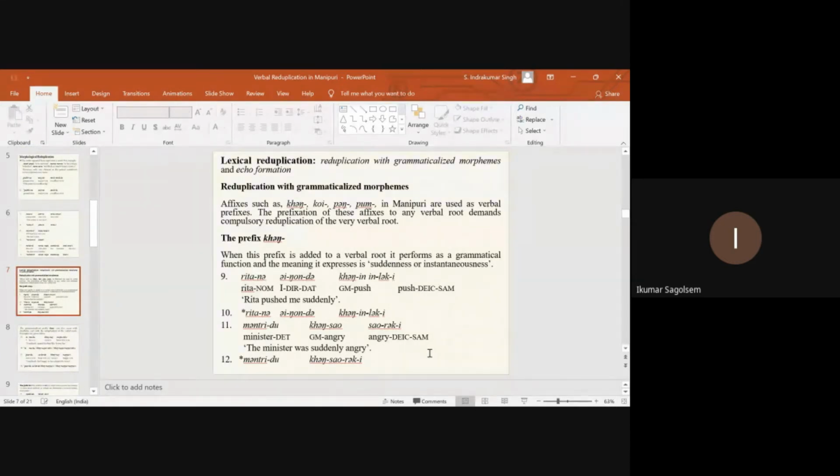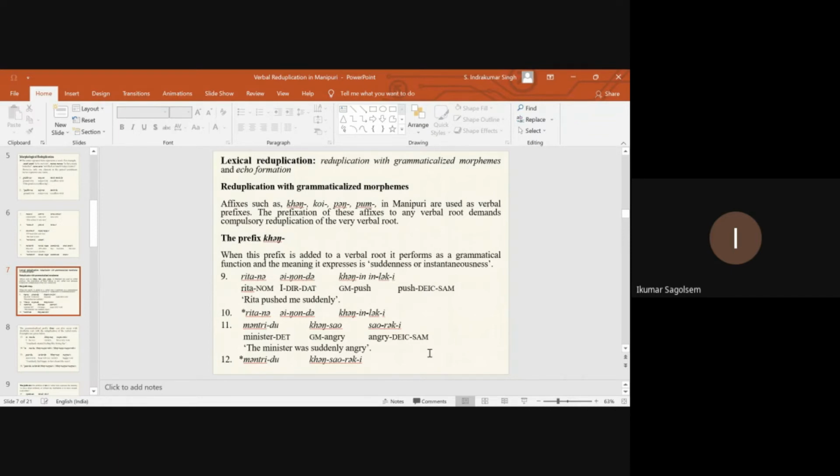Lexical reduplication can be of two types: reduplication with grammaticalized morpheme and echo formation. In reduplication with grammaticalized morpheme, verbal prefixes such as kang, koi, pang, pung play a significant role in reduplication, in that whenever any of these prefixes occurs, the respective verbal root is compulsorily reduplicated.